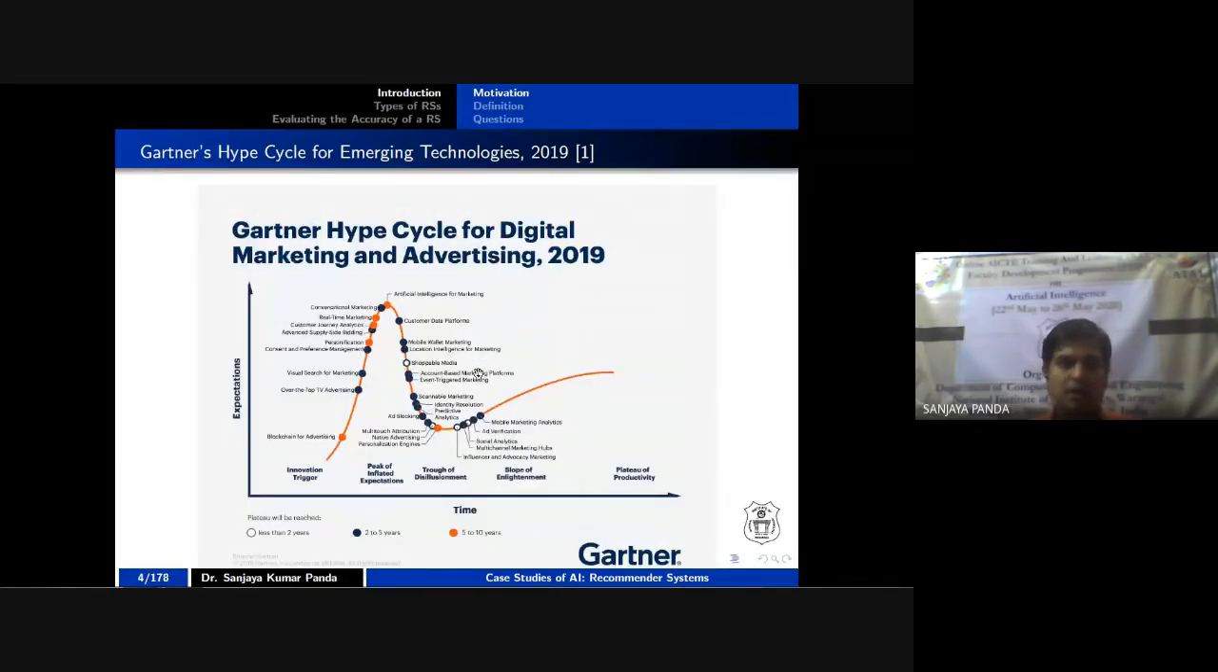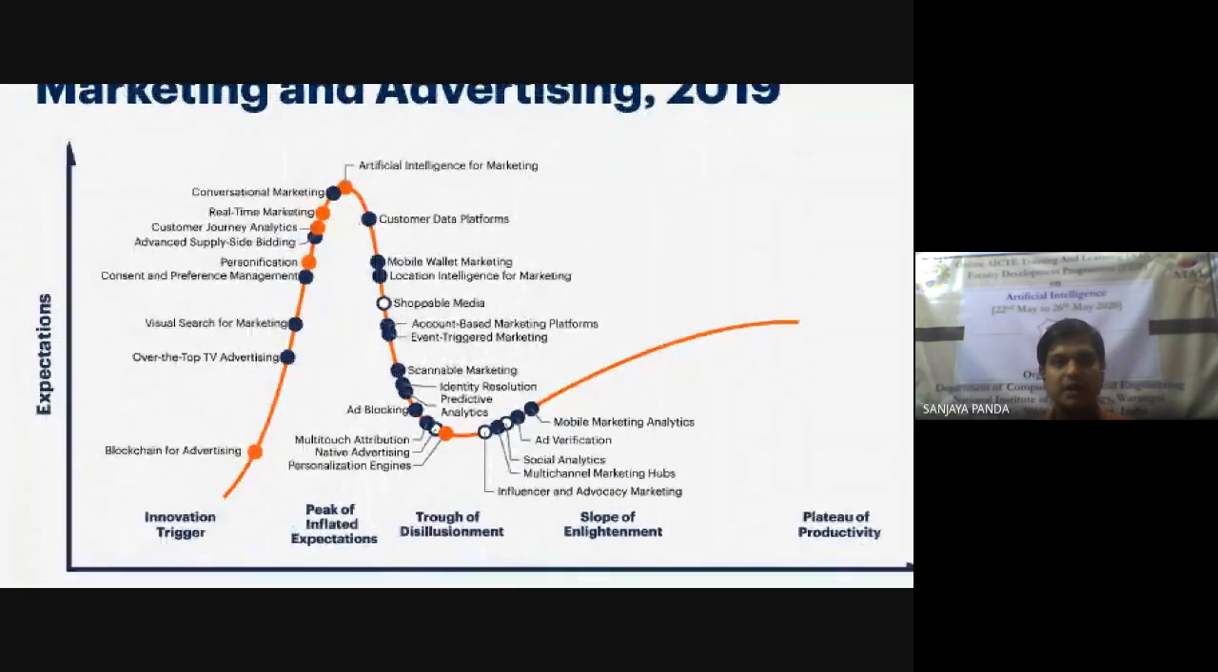Next, this is the marketing perspective. Gartner released the cycle for the marketing perspective. If you see the marketing perspective, AI is at the very peak level. AI for marketing is at a very top level, right? It is exactly at the peak level. Other technologies are also associated with artificial intelligence, like mobile wallet marketing. Nowadays we have PhonePe and Google Pay, and the BHIM app is there too, right? So we are using our wallet to perform marketing, right? And customer data platform, real-time marketing. These are in the very top phase.